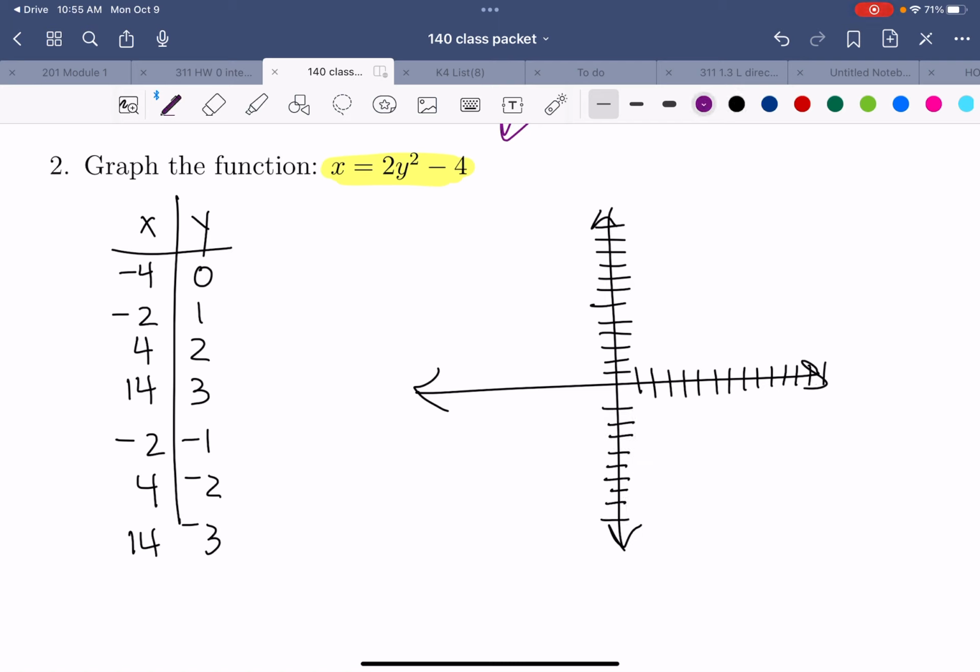Okay, so let's go ahead and graph our points. 0 for y gives -4 on the x. Oops, I didn't go that direction, did I? -4 on the x, and y is 0. So here's my point. Then -2 for the x and 1 for the y, so -2, 1 is about here. And 4, 2 is about here. And 14, 3.